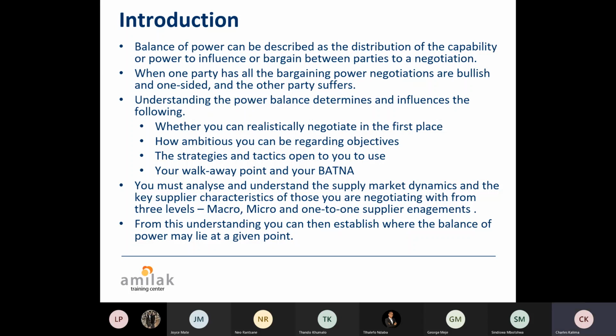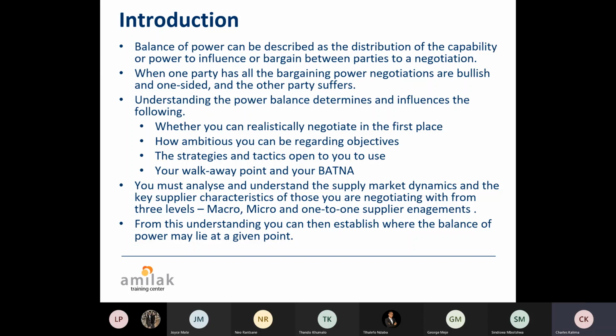Okay, so remember this. The balance of power is the distribution of power or capability to influence or to bargain between the parties. Who has got more capability to influence? They have got a bigger balance of power. One party has all the bargain. When one party has all the bargaining power in negotiations, they become bullish. And once the negotiation becomes one-sided, you need to understand how you get the balance of power to come over to your side. Number one, you need to be realistic.